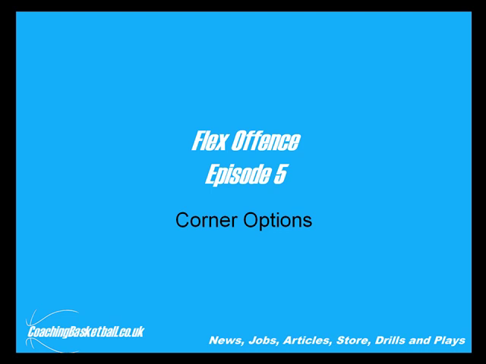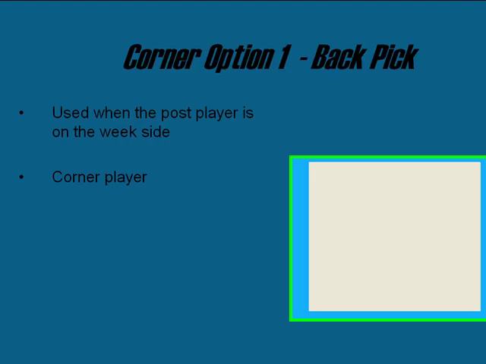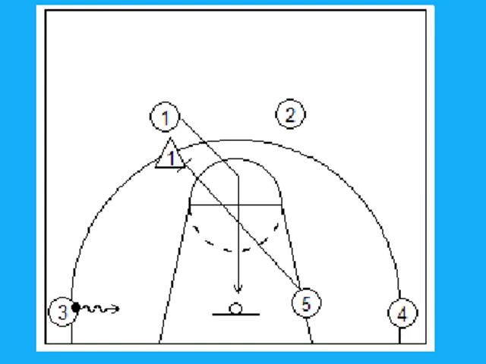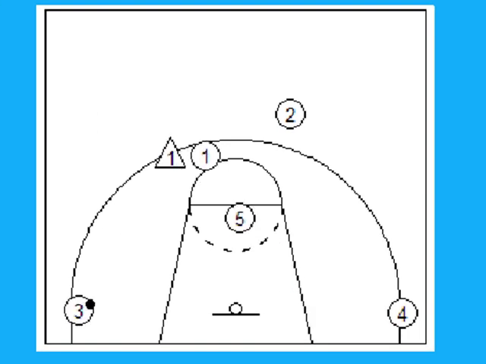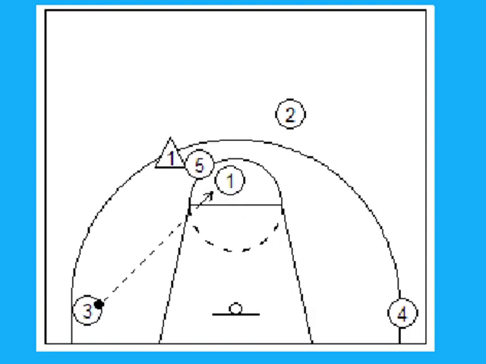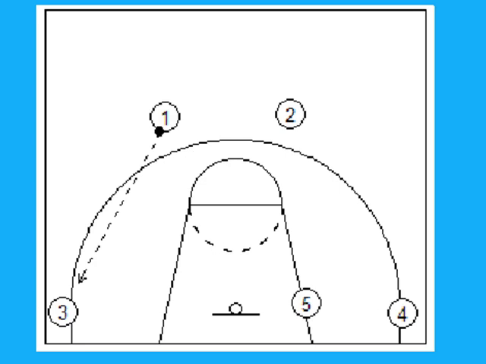In this episode and the next one we're going to deal with what happens when the ball goes into the corner. This particular episode we're going to deal with the back pick option, which is really generated when the post player is on the weak side of the ball. So really what we'll deal with here at this point in time is number 5 going up to set a back pick on the passer, who is number 1. Number 1 will cut into the lane off of the screen, look to receive the ball for number 3 and make a shot, or to swing the ball across to number 4.